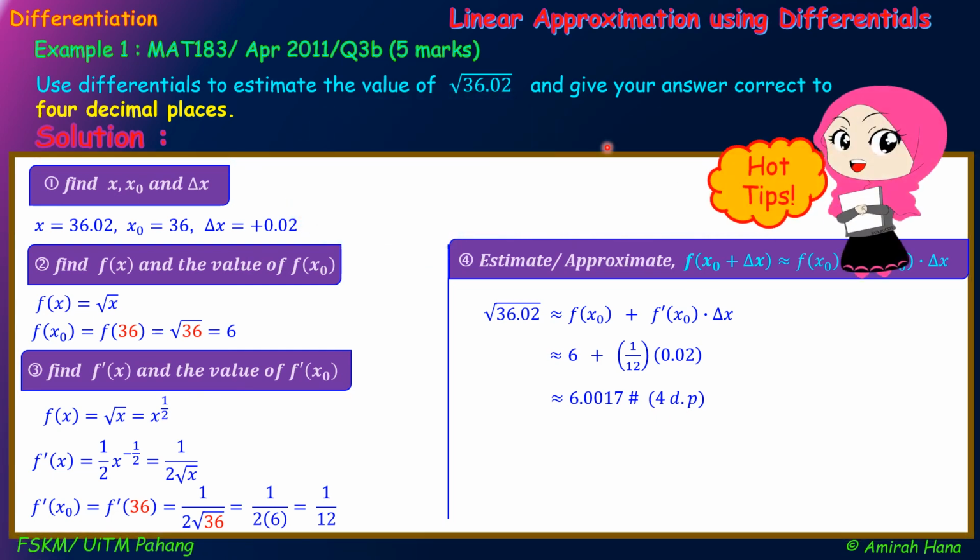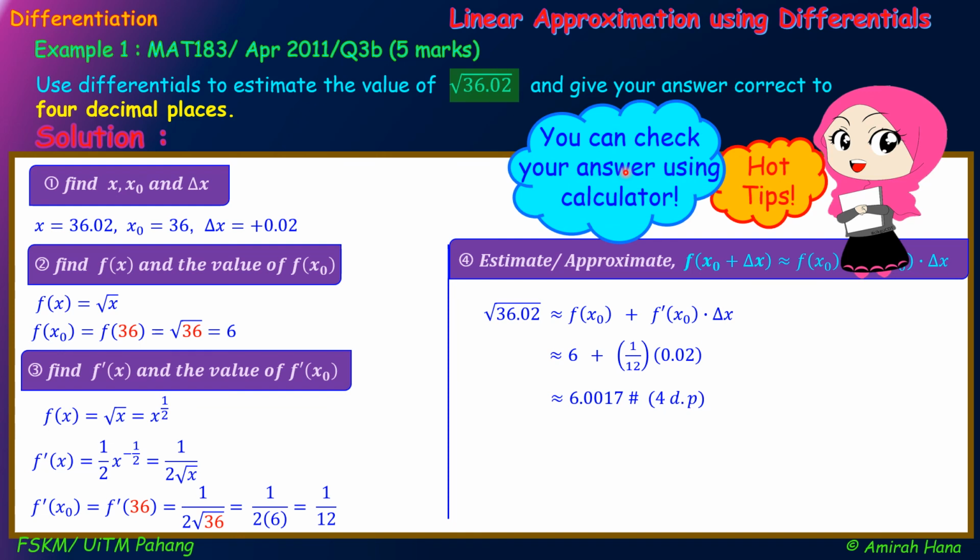Hot tips when we solve linear approximation using differentials. Let's say we want to find the value of the square root of 36.02 using differentials. First, you can check your answer using a calculator. When we use a calculator, the square root of 36.02 equals 6.0017 up to 4 decimal places. So if you get this answer using a calculator, it means this answer is correct.